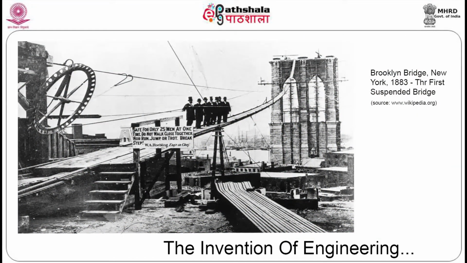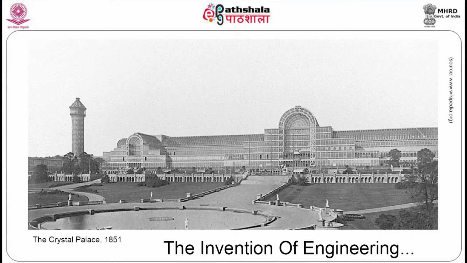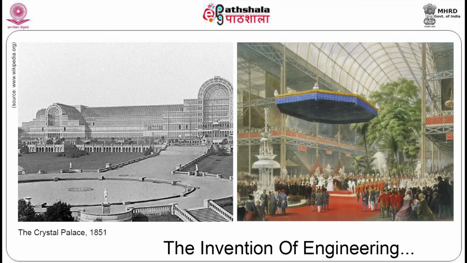We then see the Brooklyn Bridge, which is the first suspended bridge in 1883, and this is far more technically advanced than the bridge we just saw earlier. And this also revolutionizes architecture, because we start to see the new materials. This is, of course, Joseph Paxton's famous Crystal Palace, which is the first glass and steel building being built, and it creates these amazing, interesting forms which have never been seen before.